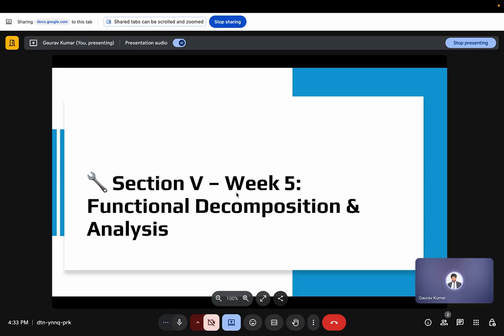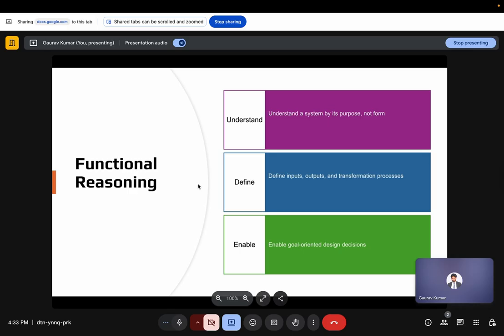Now we are moving towards week 5, that is functional decomposition and analysis. So what we will learn here regarding functional decomposition and analysis: we will see functional reasoning, the black box approach, and the functional flow hierarchy, and the advantages of functional decomposition. So these are the topics we will cover in week 5. Now we are moving towards the next slide. So we will cover functional reasoning.